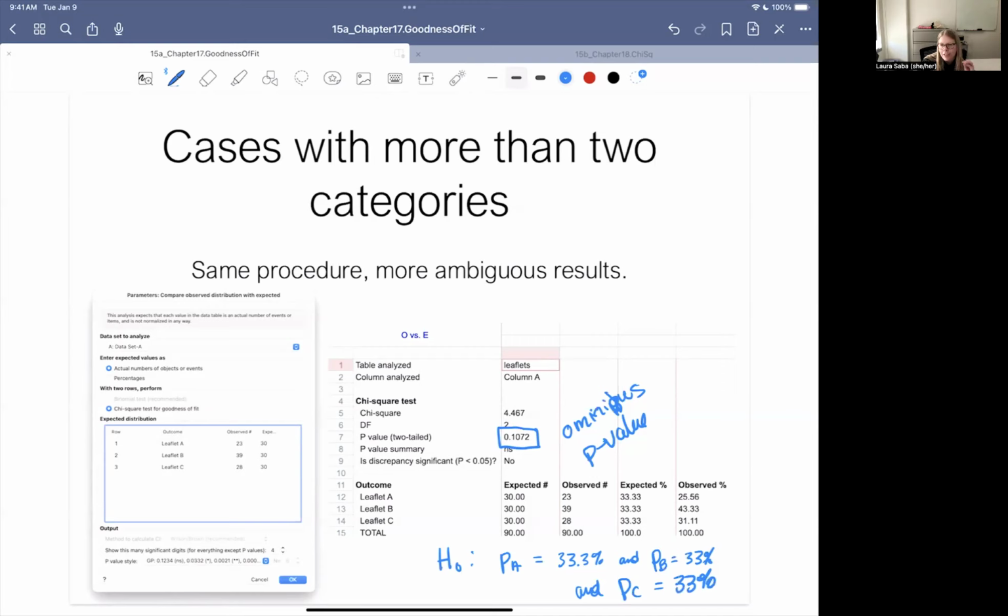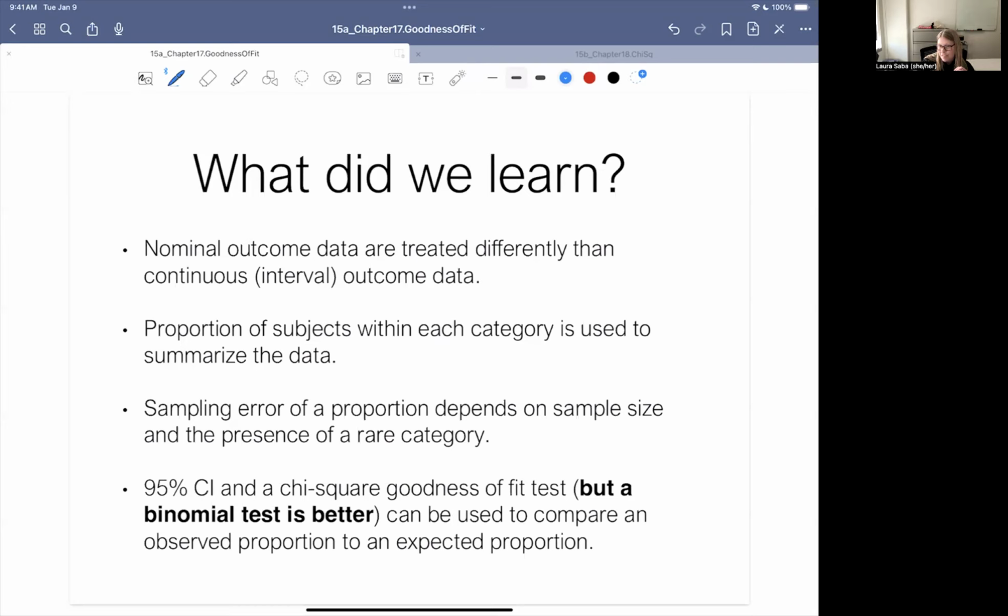So what did we learn? We're going to treat our nominal outcome data differently than we treat our continuous outcome. You could give everyone a score of 0 or 1 for that dichotomous outcome and run a t-test looking at means, but it's not going to be as accurate or as appropriate as the chi-square that we're showing here.